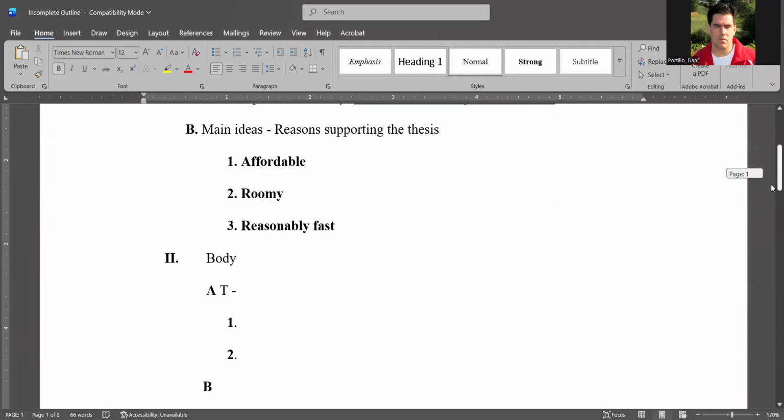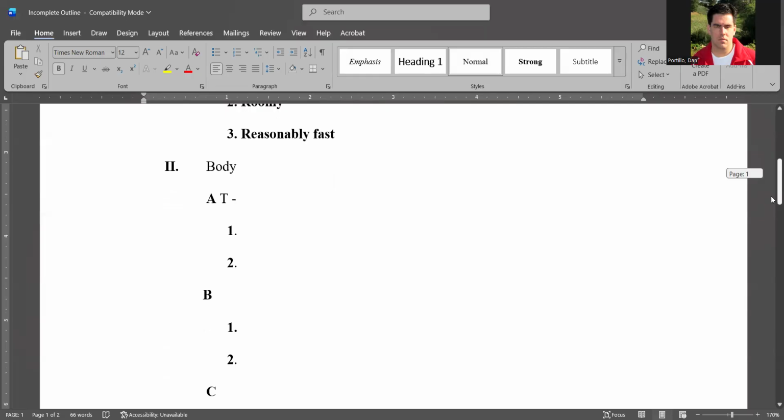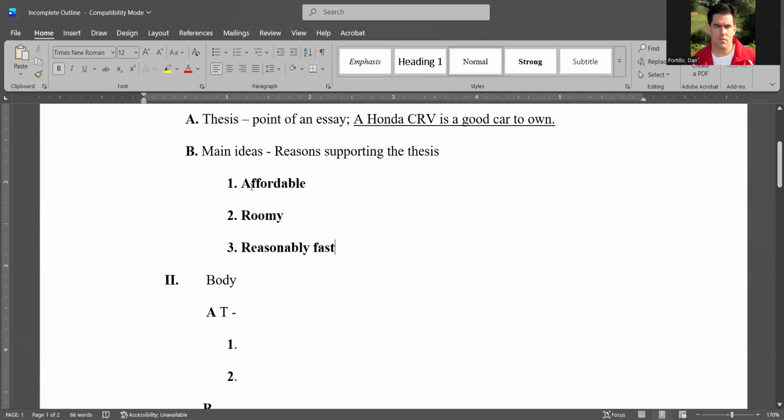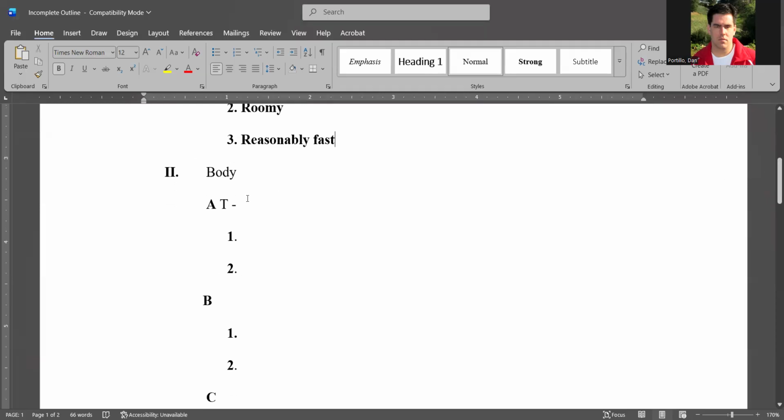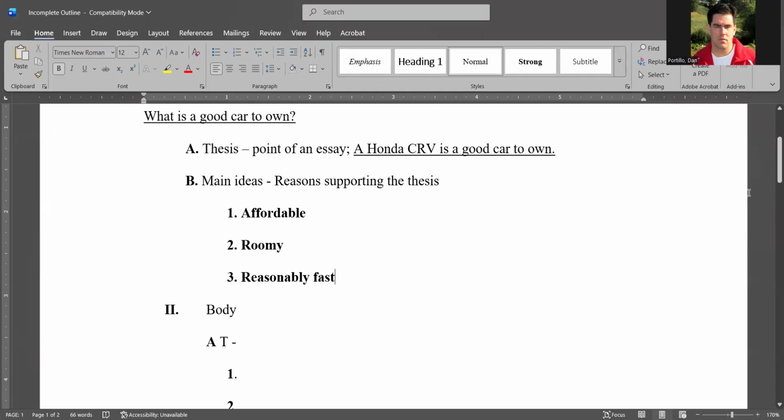From there, we go on to our body paragraphs. One question I like to ask my students is how many body paragraphs are you supposed to have? But don't give me a number. The answer is at least as many main ideas as you have. If you have three main ideas like we have here, you want at least three body paragraphs. You can have more. You can have 4, 5, 6, but you don't want to have two. You want to have at least as many body paragraphs as you have main ideas. And so each component of an essay has two of its own components. The intro has the thesis and main ideas.